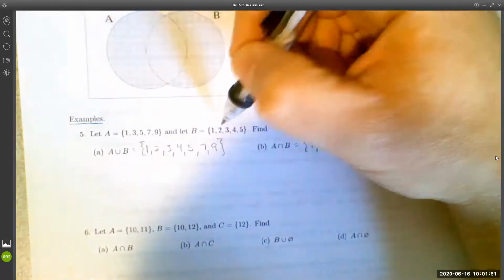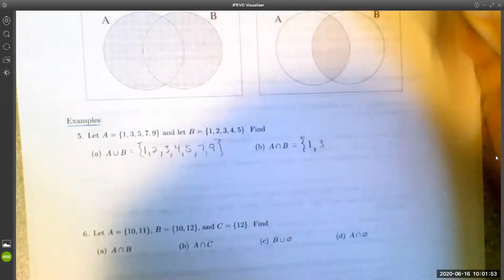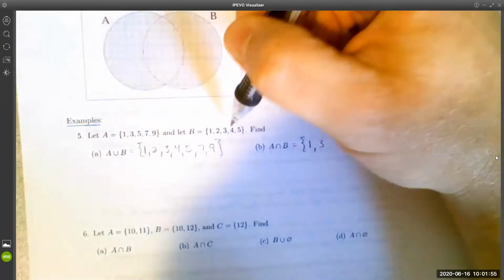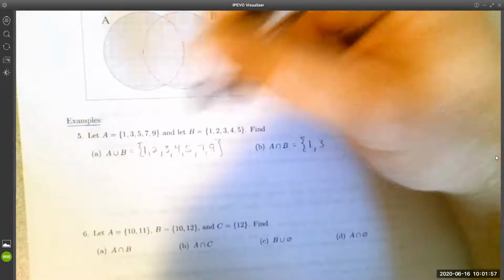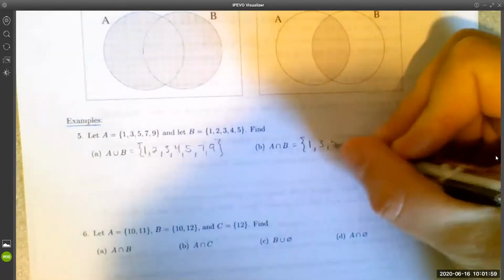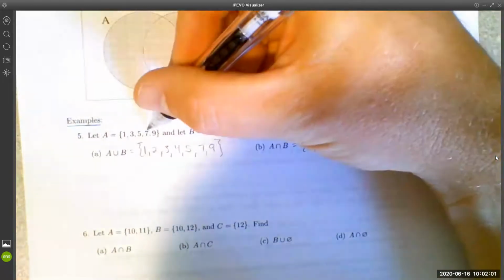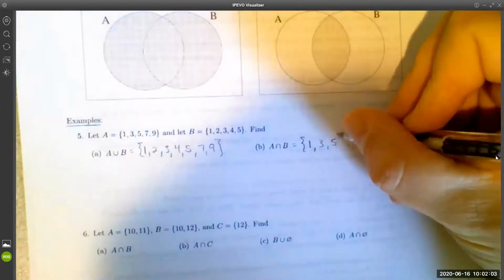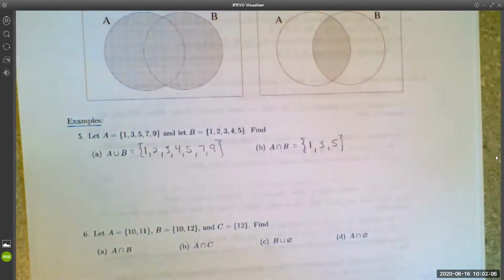But they do have a 3 in common. So 3 is in the intersection. They don't have 4 in common, but they do have 5 in common. So 5 is in the intersection. And then, of course, they don't have 7 and 9 in common. So the intersection of A and B is 1, 3, and 5.